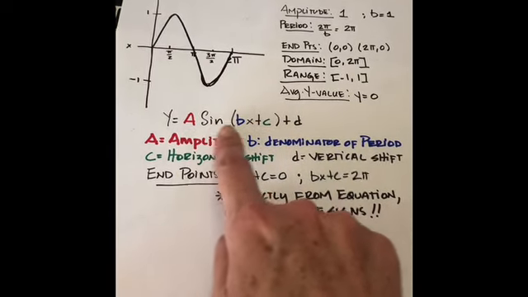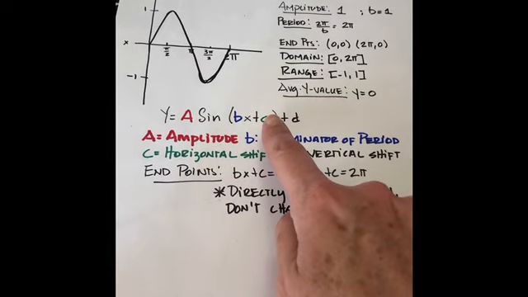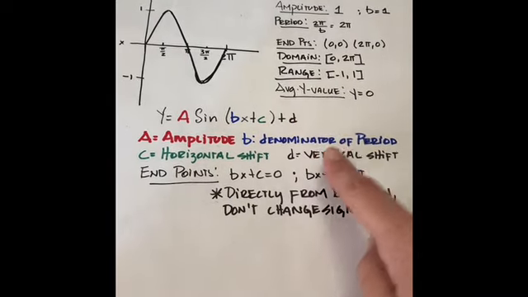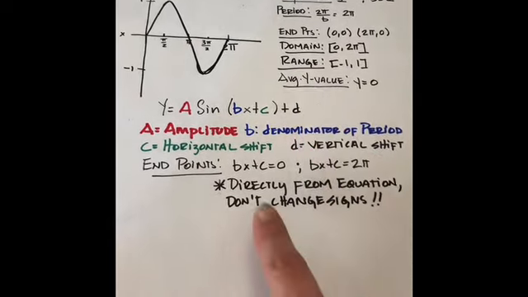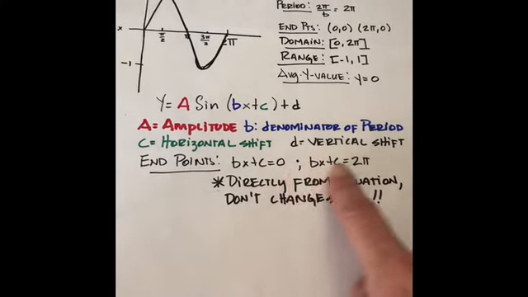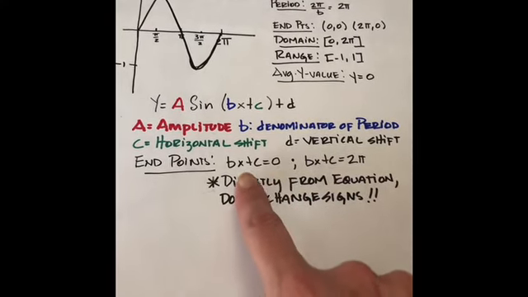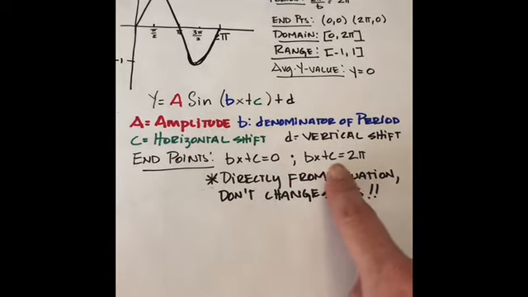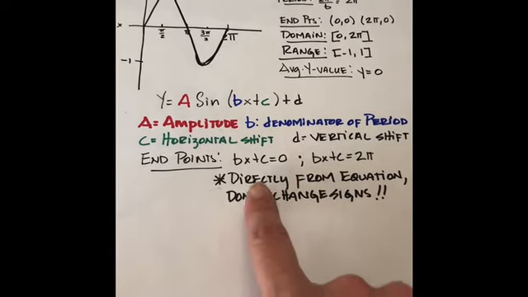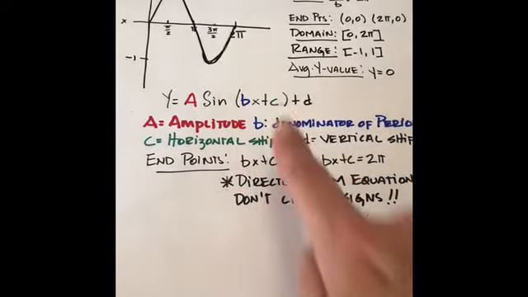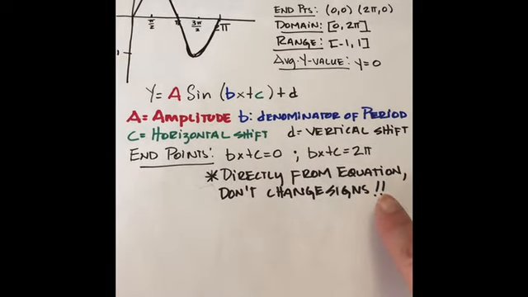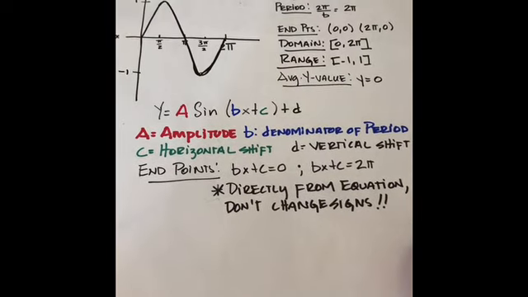Please, A is the amplitude, B is the denominator of the period, C is a horizontal movement, and D is a vertical shift. The formulas that we are going to be using for the endpoints are bx plus c equals 0 and bx plus c equals 2 pi. You take this directly from this part of the equation without changing the signs. Please remember that. It's very important that you remember that.